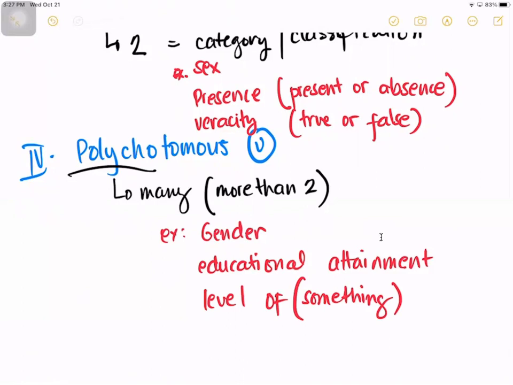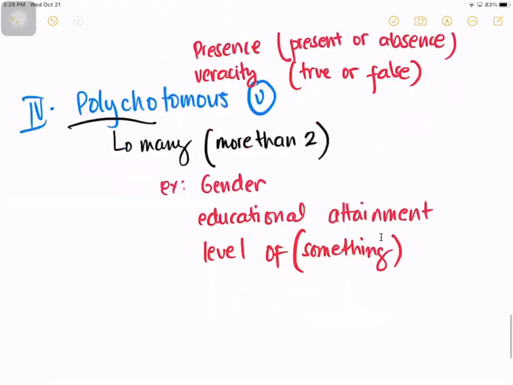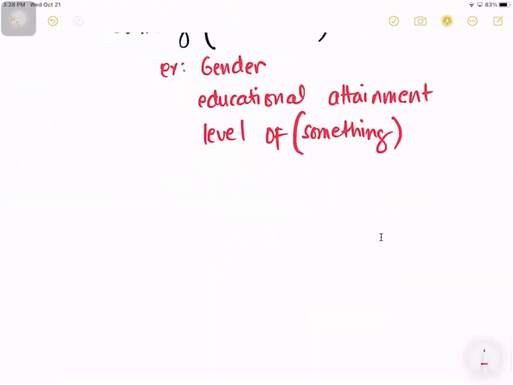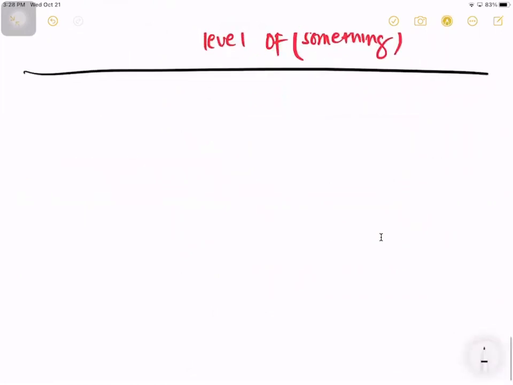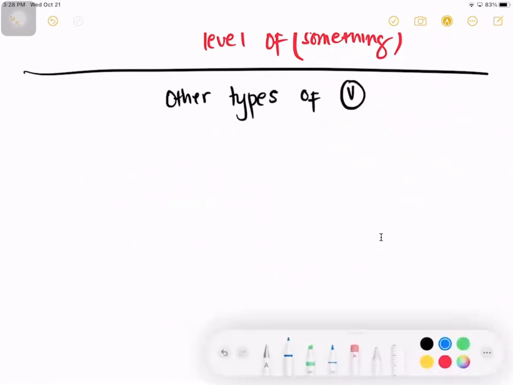Okay, so I will just add other types in this classification. Okay, I will just add other types of variables since they could be classified under here. So we'll just talk about the other types of variables, okay? So let me discuss the other types, so that we can be familiar with this. Now, the first on the list is your attribute variable.